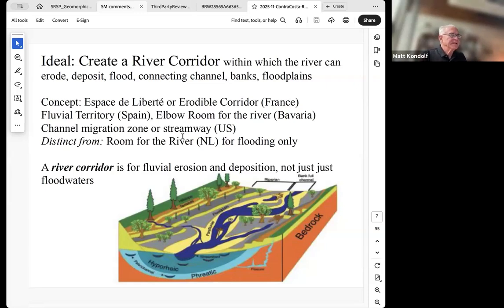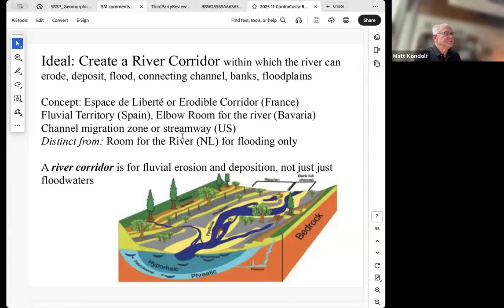So this is the idea. You give the river a corridor. You keep your human structures, infrastructure, and so you keep that out of that corridor. And so if the river has a big flood and tears up the bottomland, it doesn't matter because you're out of the way. You're just staying out of a bad neighborhood, basically. You leave the river its space.